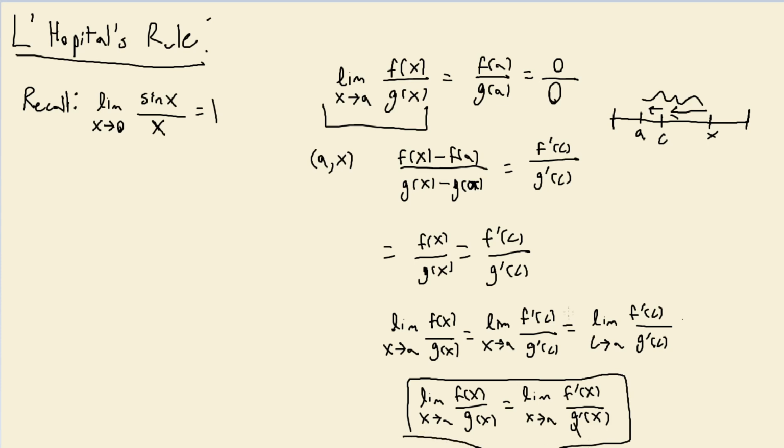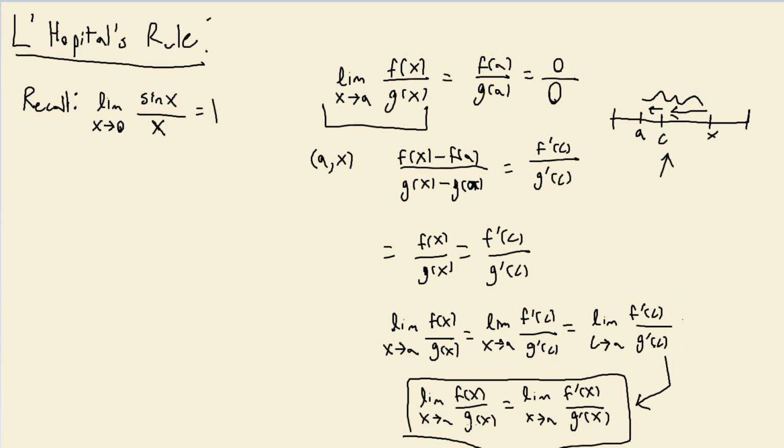And don't be thrown off by this switch of variables here from c to x. C is just a dummy variable here because it is some different value that has to exist between a and x, and I just chose c because that's what we were using when talking about the generalized mean value theorem. But switching it from the limit as c approaches a of f prime of c over g prime of c to x instead of c does not change the mathematics at all.